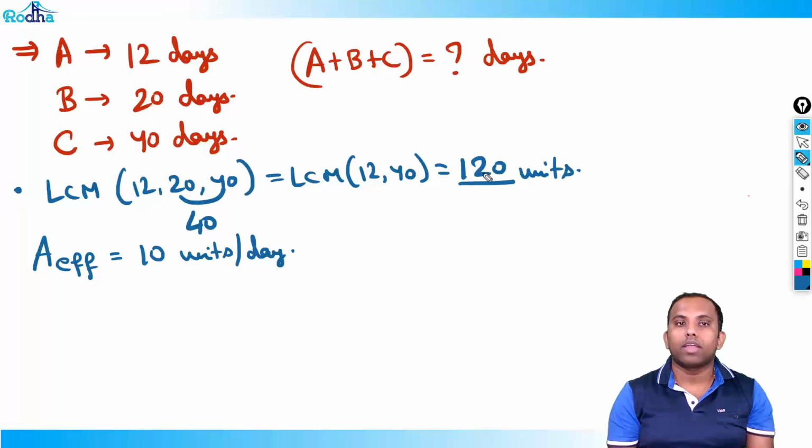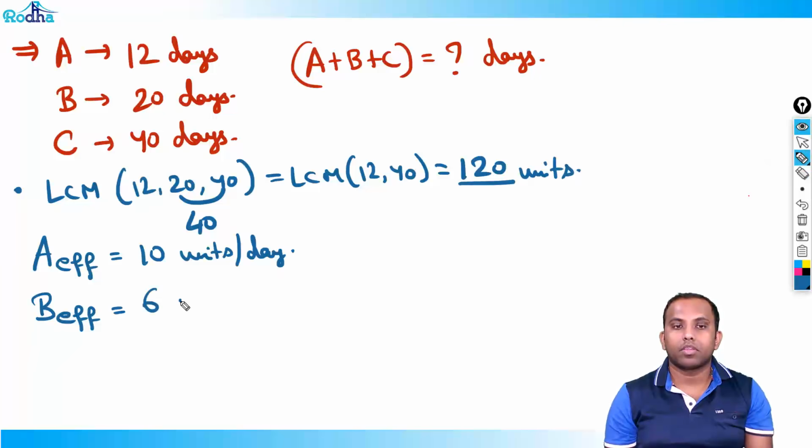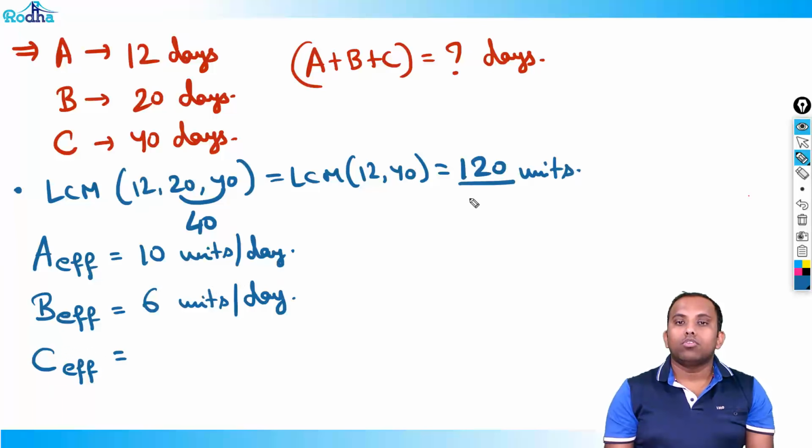120 units work can be done by B in 20 days. What is B's efficiency, or B's per day work? 120 divided by 20, right? So 6 units per day. And what is C's efficiency? C can do this 120 units work in 40 days. What is C's efficiency? 3 units per day.